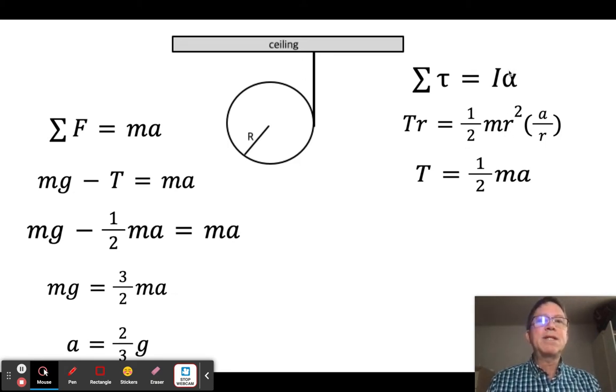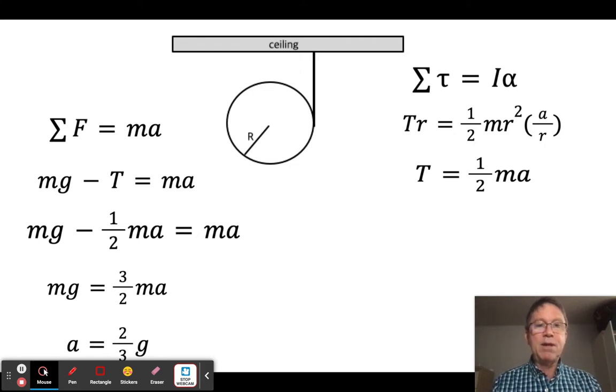And I'm just going to go ahead and say, well, instead of writing alpha, I'm going to write it as its translational equivalent, because that way I can use it over here. So I'm just going to call it a over r, because remember, alpha times r equals a, so therefore a over r is the same thing as alpha. So now, basically, I have tension, mass, radius. I'm ready to go. So then now look what happens here.